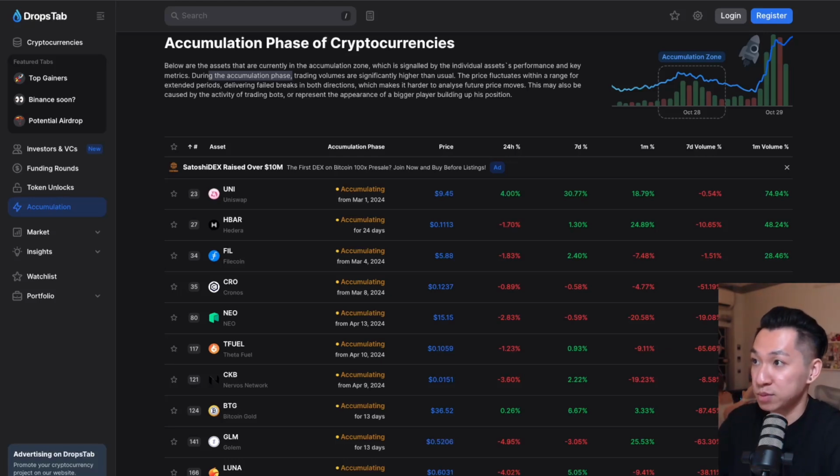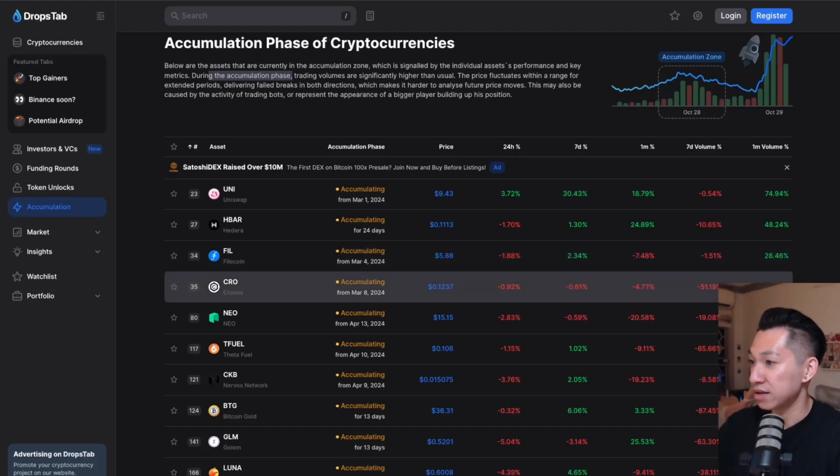So if big players are building up their position, that means they have conviction and they are speculating on the fact that the token will pump within the near future.